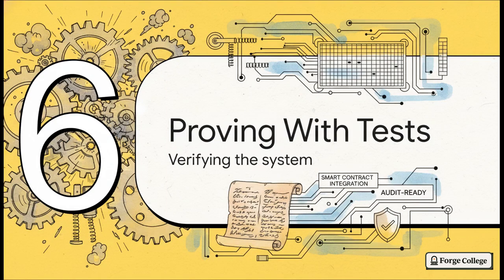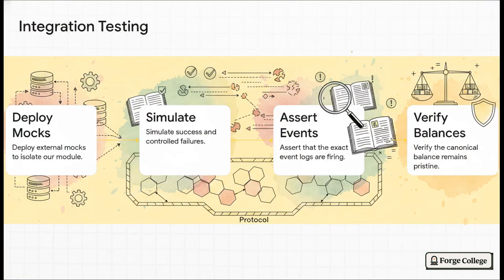Finally, we arrive at Section 6, proving it with tests. Time to verify the whole system. So the absolute climax of our entire build is proving to the auditor that this mechanical marvel actually functions under intense pressure. Documentation is great and all, but it is totally meaningless if the machine just explodes the second you turn it on. Integration testing isn't just about collecting a bunch of satisfying green check marks in your console. It's a very rigid 4-step protocol. Step 1, you deploy external mocks to isolate the module. Step 2, you simulate not just the happy paths, but controlled disastrous failures. Step 3, you assert that your promised event logs actually fire off. And Step 4, you verify the canonical balance remains completely pristine even through all the chaos.